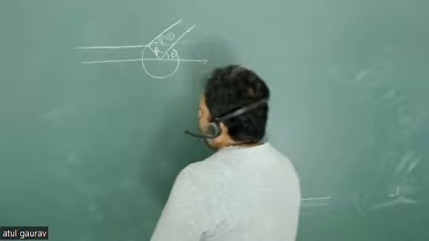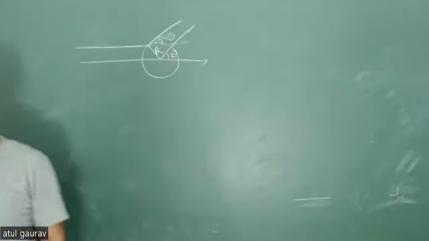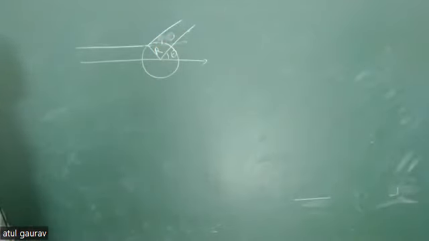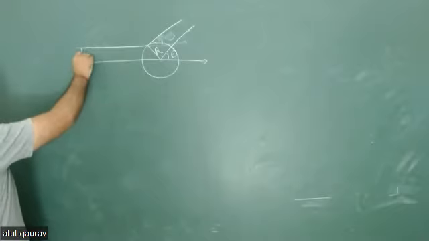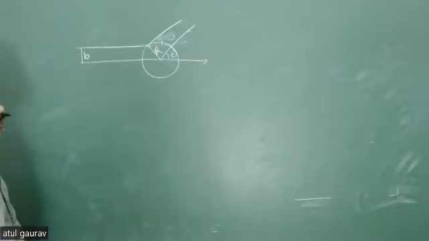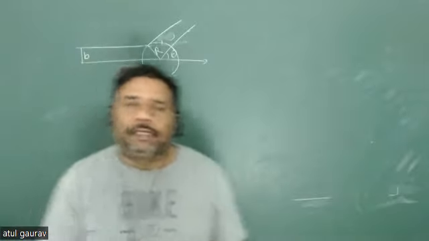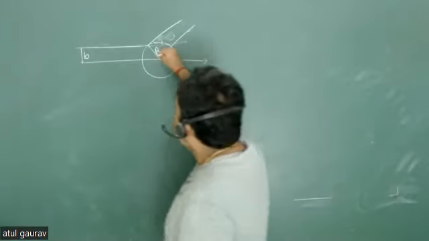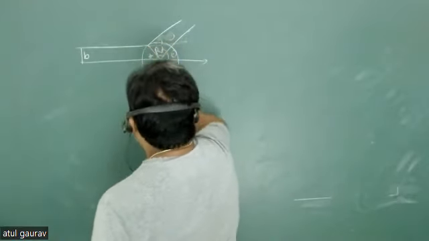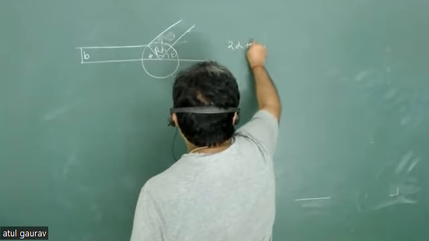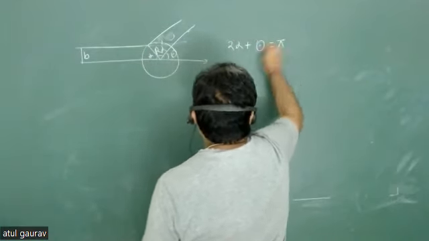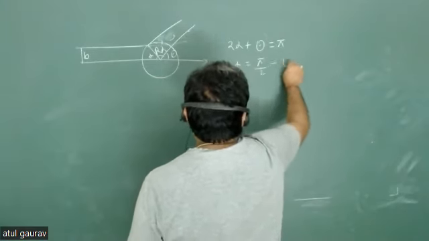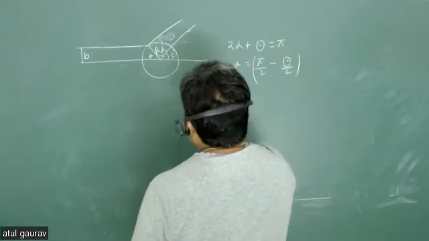Now let us try to calculate the differential scattering cross section and total scattering cross section. This is your impact parameter b. Our idea is to calculate b as a function of capital theta. This angle is alpha, so you have 2 alpha plus theta is equal to pi. So alpha can be written as pi by 2 minus theta by 2.